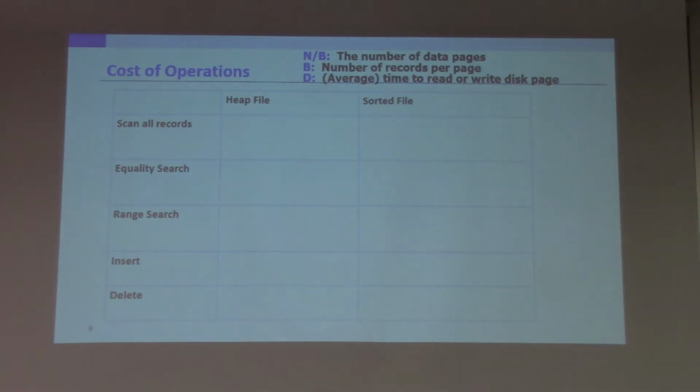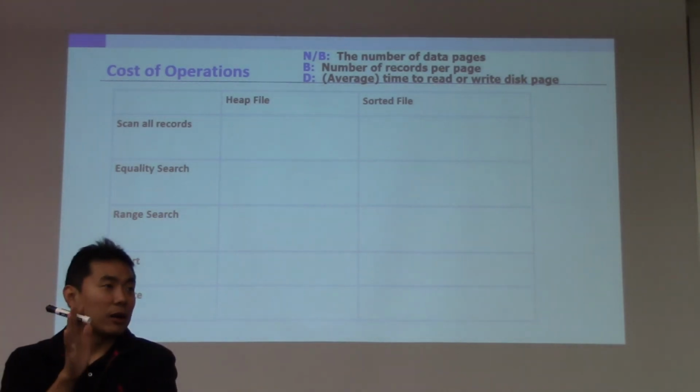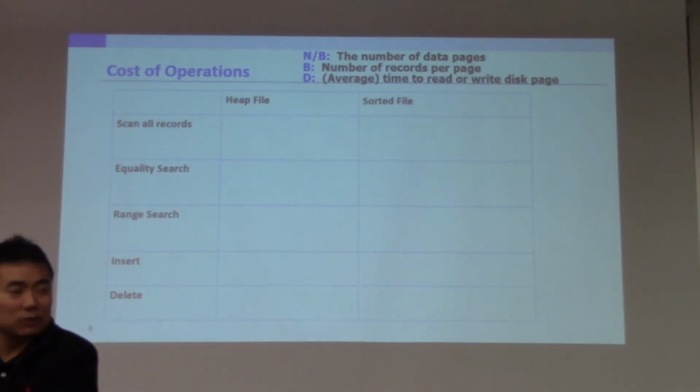N over B. It's just N over B. No matter whether it's sorted or not, if your goal is to scan all records, you have to read all pages. No matter how powerful, how mighty, or how smart you are, if I ask you to scan all records, go scan all the records.